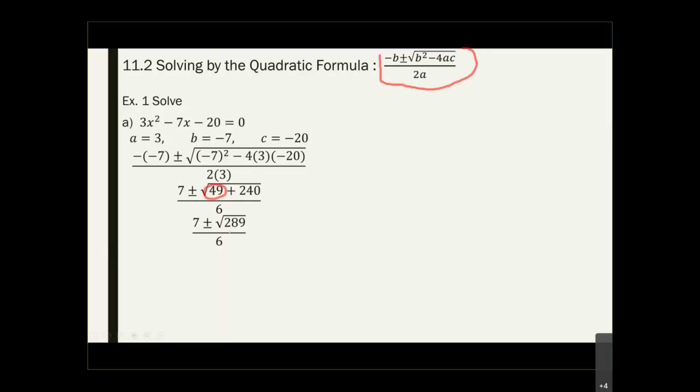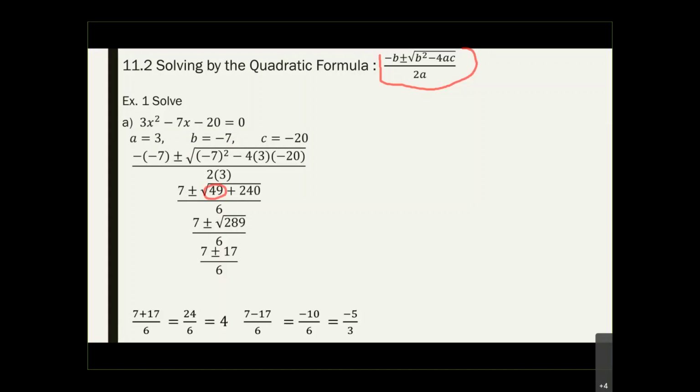This is a perfect square. You can use your calculator and take the square root of 289, which is a perfect square. 289 is 17 times 17. This is probably the only tedious part that a lot of students have: 7 plus or minus 17 is the same as 7 plus 17 and 7 minus 17.